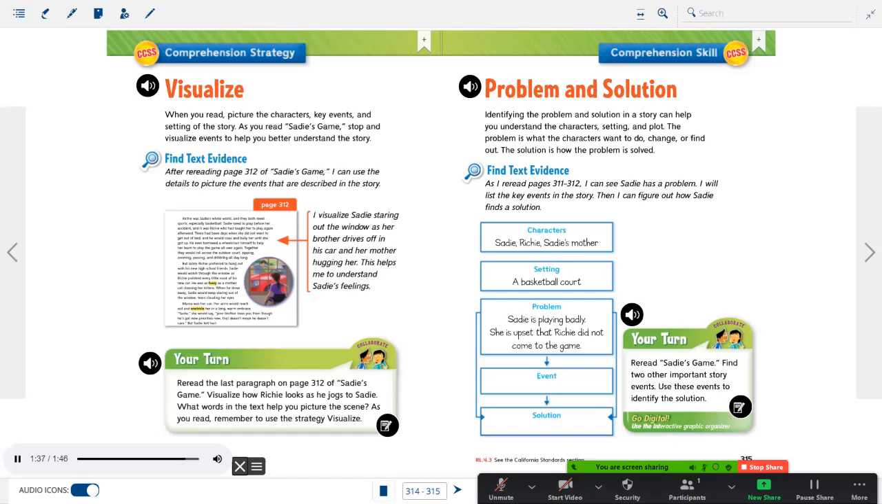I visualize Sadie staring out the window as her brother drives off in his car and her mother hugging her. This helps me to understand Sadie's feelings.